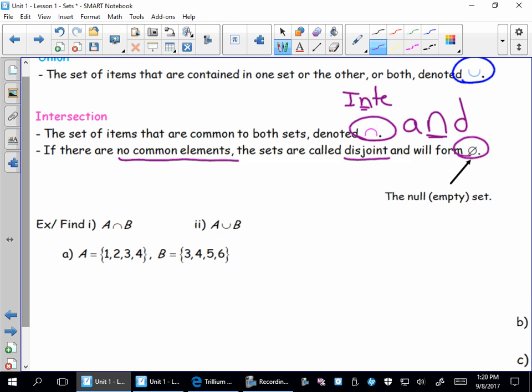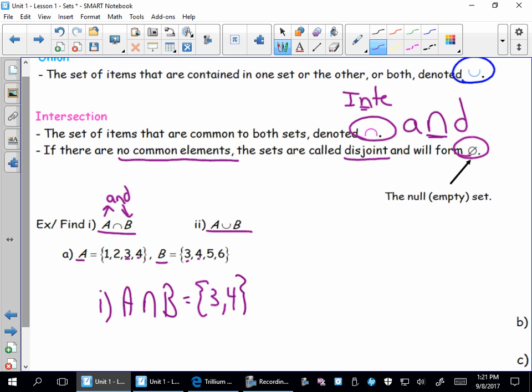So example number 1. Okay, I want to find the intersection and the union based on set A and set B. So we'll do the intersection first. Now remember my idea of this intersection means and. What shows up in A and shows up in B? What things show up in both? Well, I look at these sets and I see the number 3 and the number 3 and 4 and 4. So the intersection is 3 and 4.